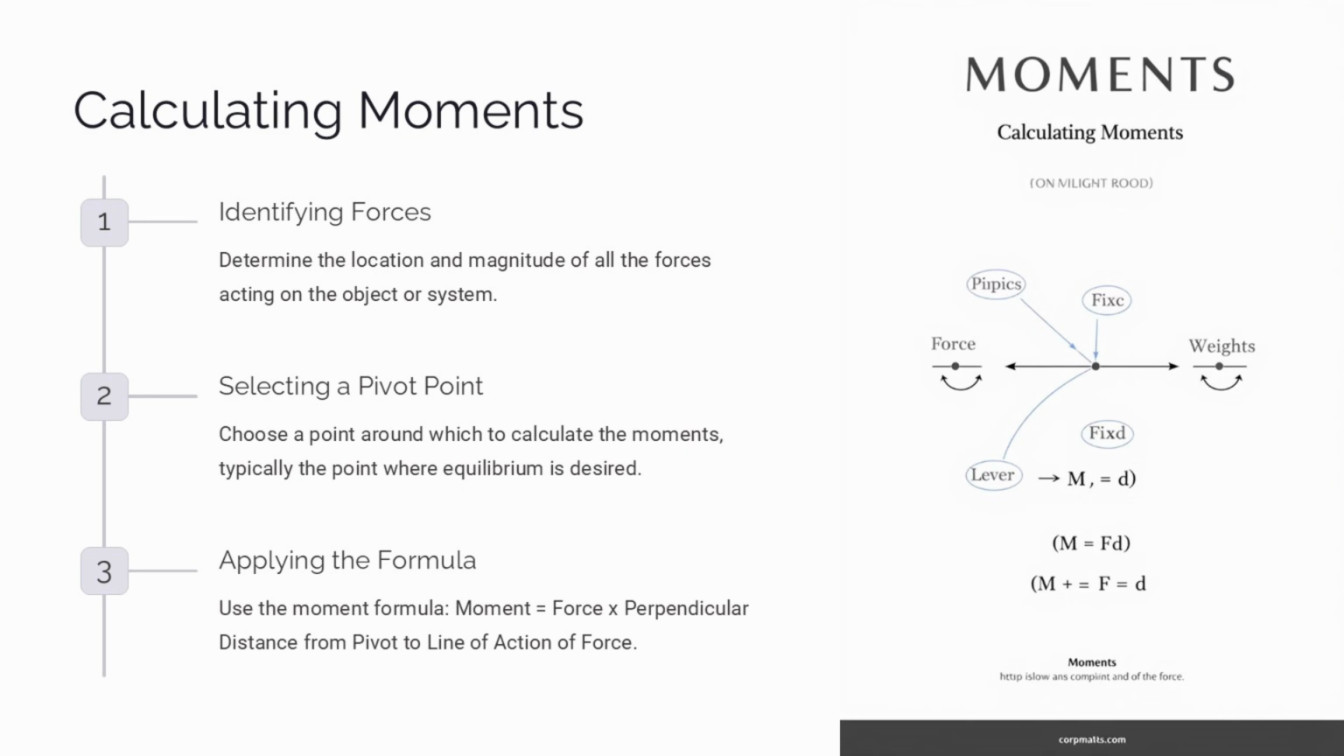Finally, we apply the moment formula. Moment equals force times perpendicular distance from pivot to line of action of force. This allows us to quantify the moments acting on the system. Understanding and applying these three steps is crucial for correctly calculating moments in engineering and physics problems.